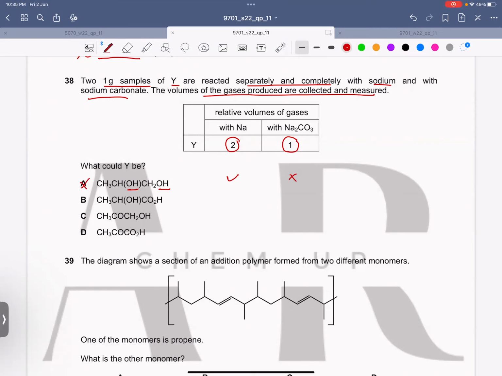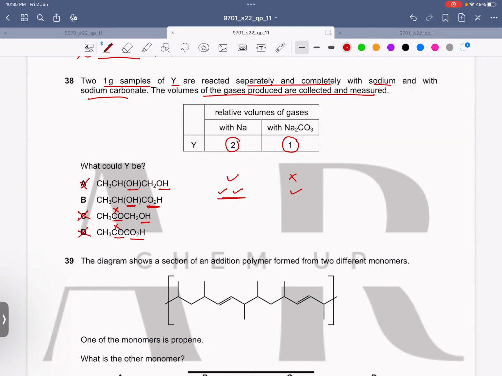If you look at over here, we have an alcohol and a carboxylic acid. Both would react with Na, but with sodium carbonate, only carboxylic acid would react. In this case, we have only an alcohol and a ketone. So ketone does not react. This makes C wrong. Here we have a ketone and carboxylic acid. Carboxylic acid reacts with both, but ketone does not react. So this makes D wrong.